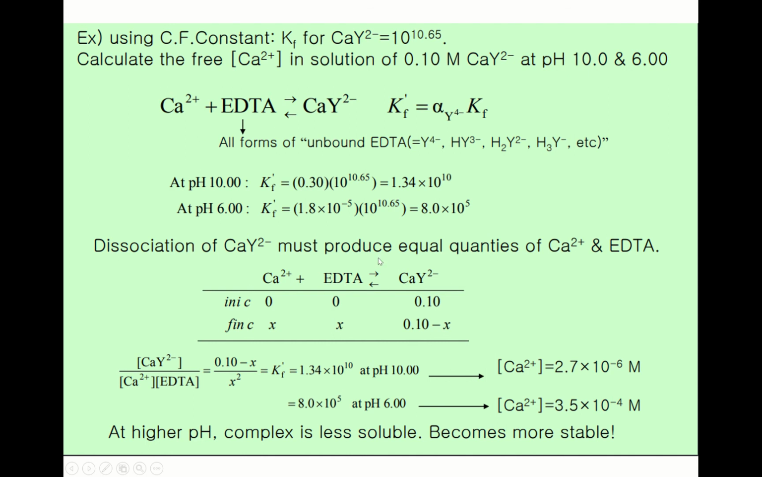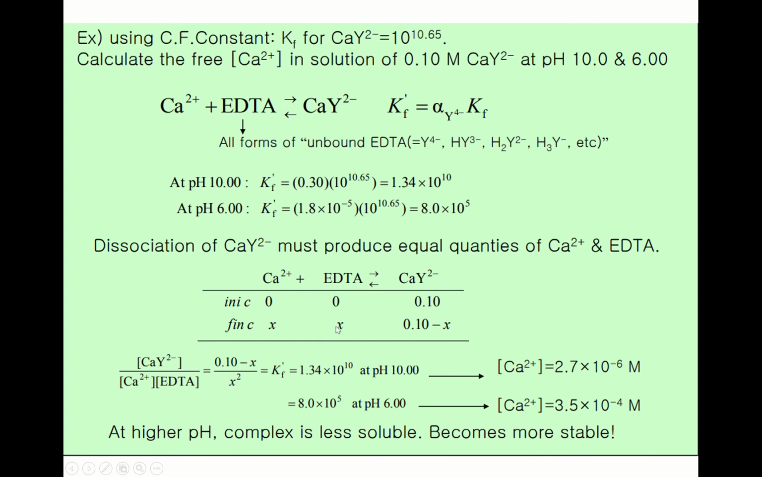Let's calculate. What is our target? The free calcium ion concentration. As usual, we write it this way, and initially there is no calcium ion, only the calcium-EDTA complex, which is 0.1 molar. We start from here, and it dissociates. I mean the reverse reaction takes place, although only a little. We put X and X, and then we apply this equilibrium constant.